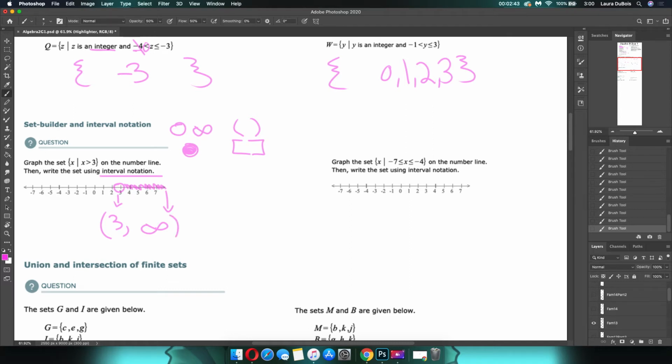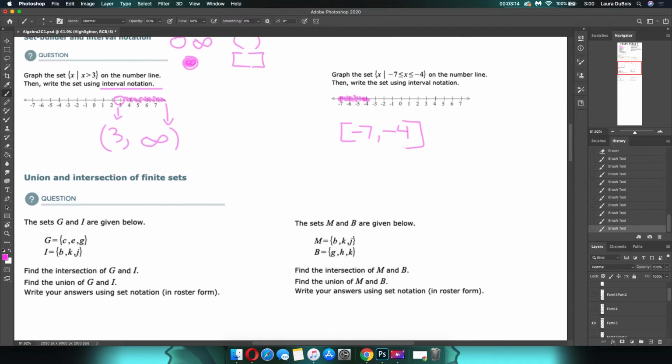How about over here? Now instead of using an infinity, we actually have it between two numbers. So we're looking at -7, which is closed, and then -4, Ms. Dubois, actually read the signs there, which is closed as well, and then we're squiggling everything in between. What's our interval notation? Well, where does it start? -7. Where does it stop? -4. And since both of them are filled in, we know we're going to be using brackets. Okay, so far so good.